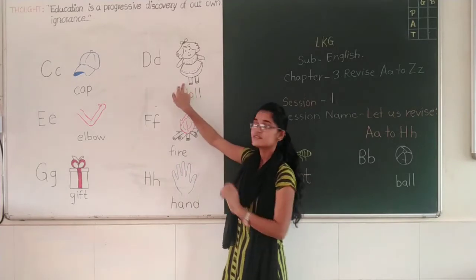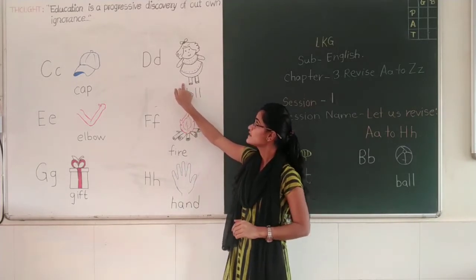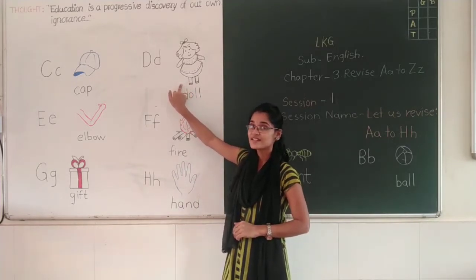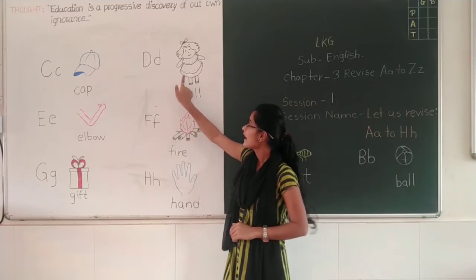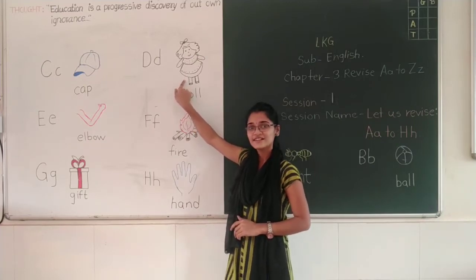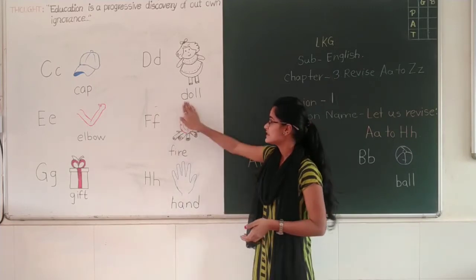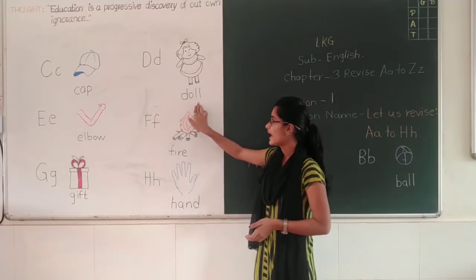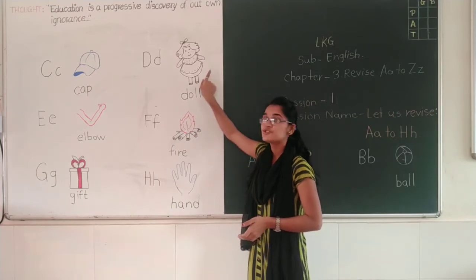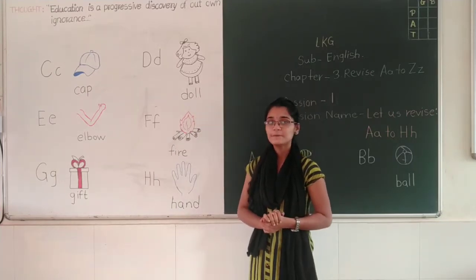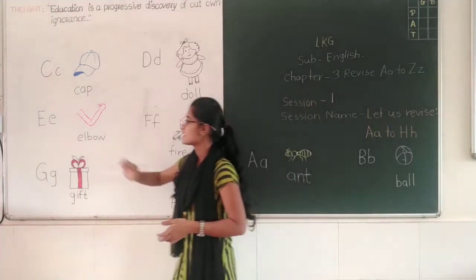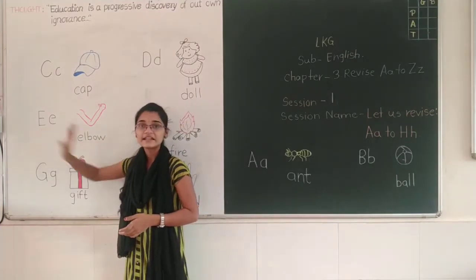And D for, what is this? Doll, right? D says D and D for doll. And what is the spelling of doll? D-O-L-L, doll. Okay? Next is letter E.